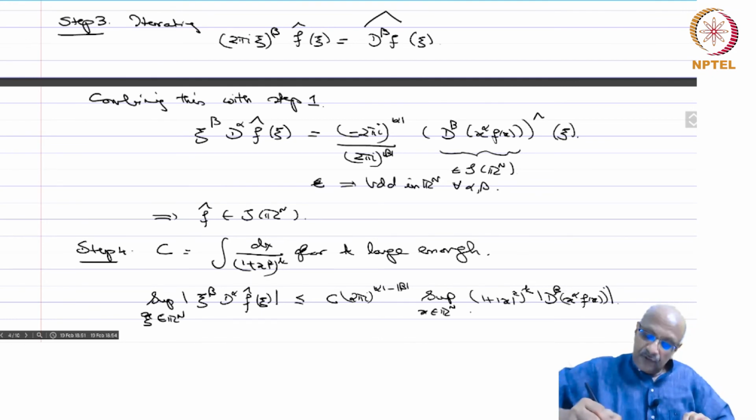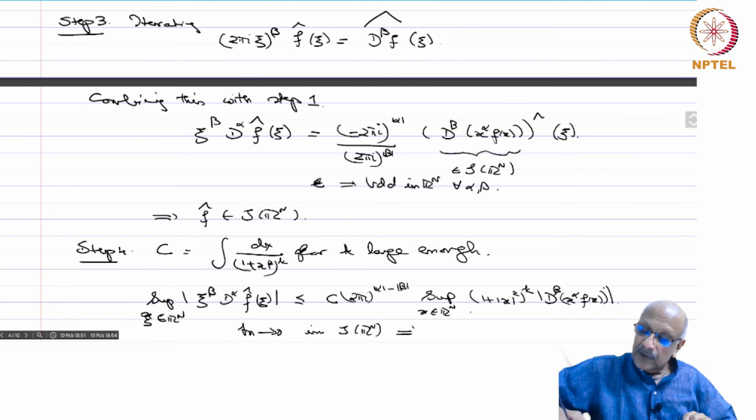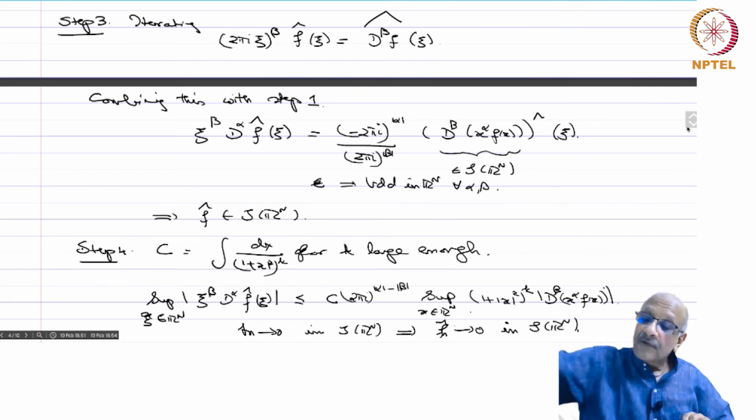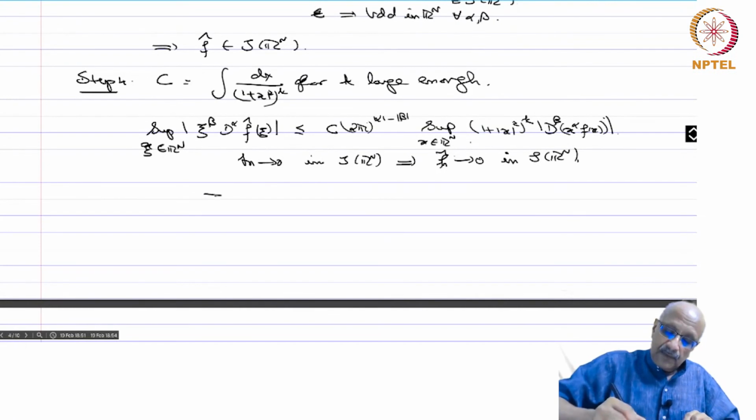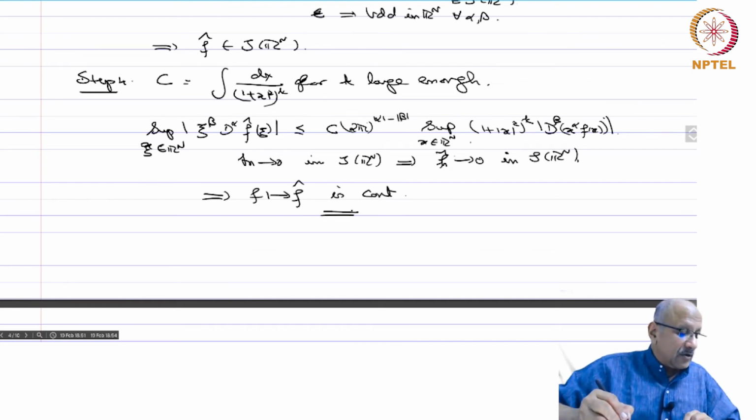Okay, and therefore if f_n goes to 0 in S of R^n, this will imply that f_n hat goes to 0 in S of R^n, and therefore f mapping to f hat is continuous. Okay, so that proves the theorem on continuity.